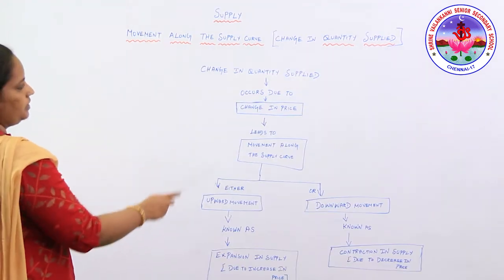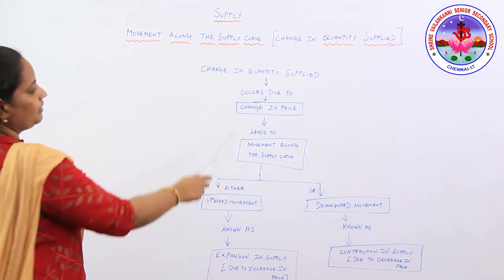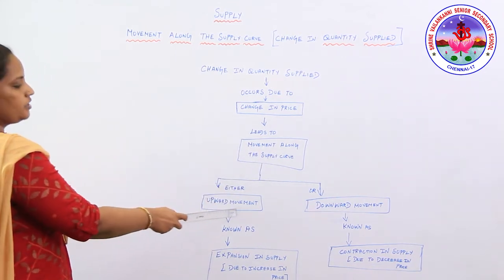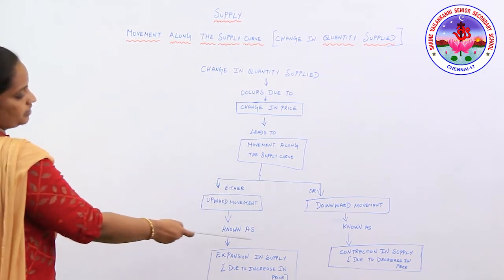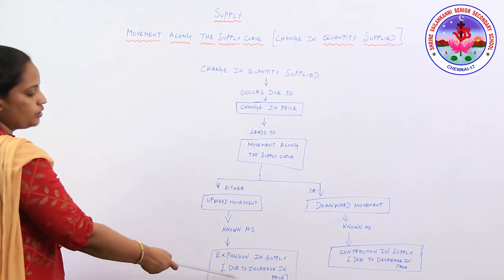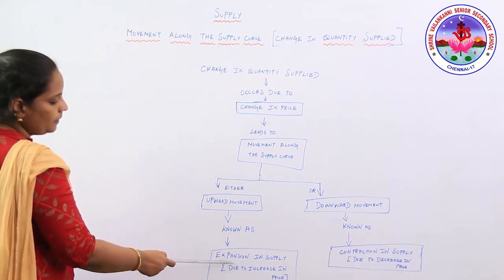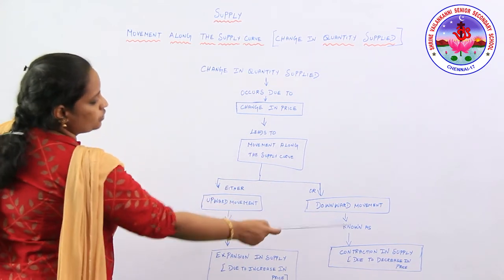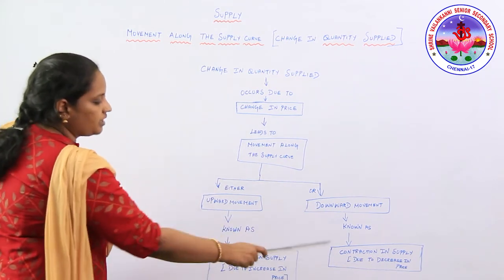Let's have a small recap on this. Change in quantity supply which occurs due to change in price leads to movement along the supply curve, either upward or downward. If it's an upward movement, it's known as expansion in supply. Why? It's due to the increase in the price. So if price increases, it leads to an expansion in supply. If it's a downward movement, it's known as contraction in supply. Why? Because it's due to a decrease in the prices.